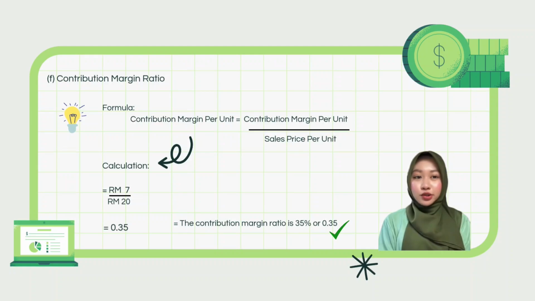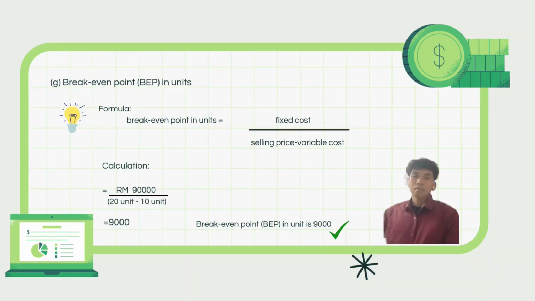Next is the contribution margin ratio. The contribution margin ratio is calculated by dividing the contribution margin per unit by the selling price per unit. That is RM7 divided by RM20. So, the result is 0.35 or 35%. This means 35% of each sales ringgit contributes to fixed cost and profit.